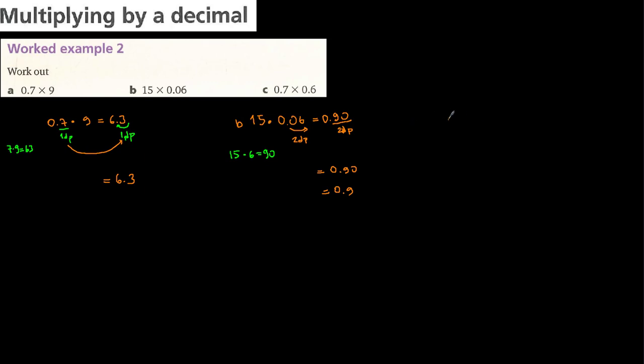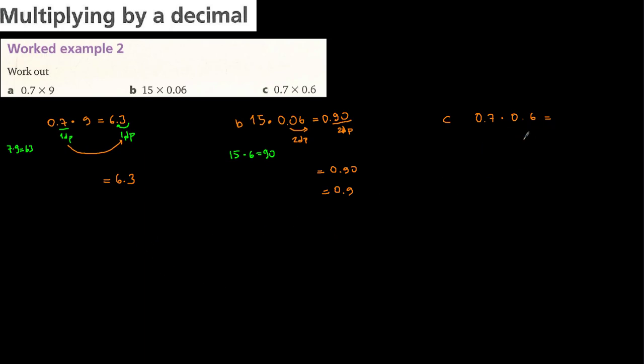Okay, the third one, the C1. This is a new type of exercise, and we should understand it first. 0.7 times 0.6, both of them have decimal places. The previous ones were integers, and this is different. If both numbers are decimal numbers, we have to count the decimal places and add them to the result. I'm going to explain how it works.